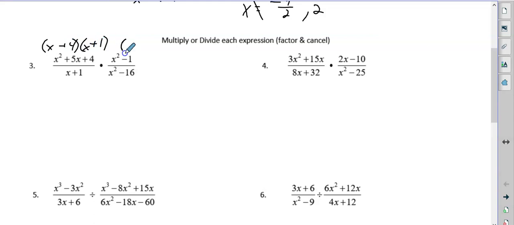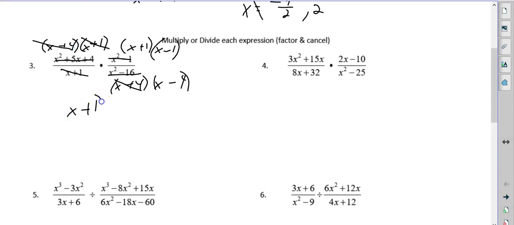And they're both going to be positive. Top right, we have a difference of squares. So that's going to be x plus 1, x minus 1. And on the bottom right, we have difference of squares, x plus 4, x minus 4. Okay? Now we can cancel. So we have an x plus 1 here and an x plus 1 here. We have an x plus 4 here and an x plus 4 here. And that's it. We have nothing left. On top, we have x plus 1, x minus 1. And on the bottom, we have an x minus 4. And that's all we can do.